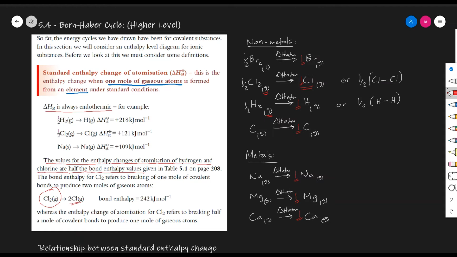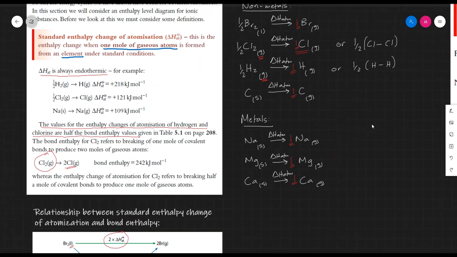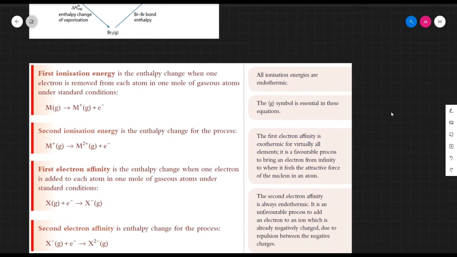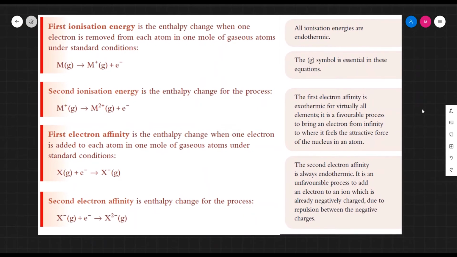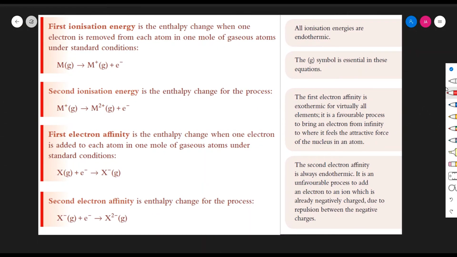Some other definitions that are involved in constructing Born-Haber cycles are definitions that we've studied or covered in topic 3, such as enthalpy changes, such as ionization energies of atoms, as well as their electron affinities. Let's revise these quickly. The first ionization energy is defined as the enthalpy change when one mole of electrons is removed from 1 mole of gaseous atoms under standard conditions. And thus, as you can see here, it's when 1 mole of electrons are removed from 1 mole of gaseous atoms to produce unipositive gaseous atoms.